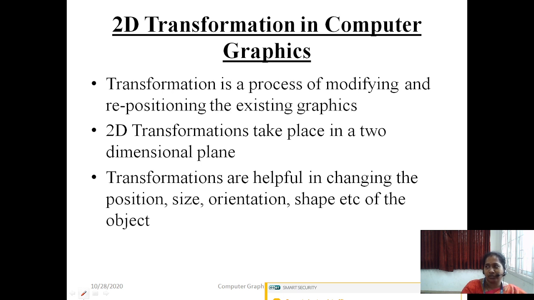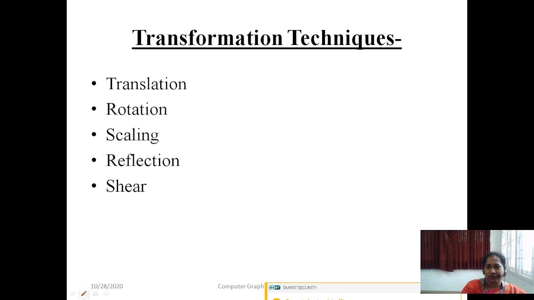In 2D transformation we are classifying, there are 5 basic techniques: translation, rotation, scaling, reflection and shearing. These are the 5 basic transformation techniques available in 2D transformation. Okay, first we are going to discuss translation.